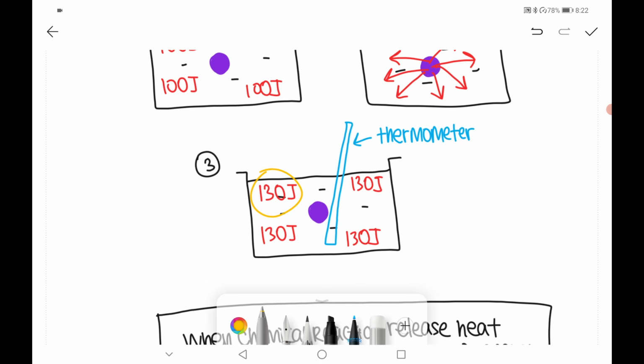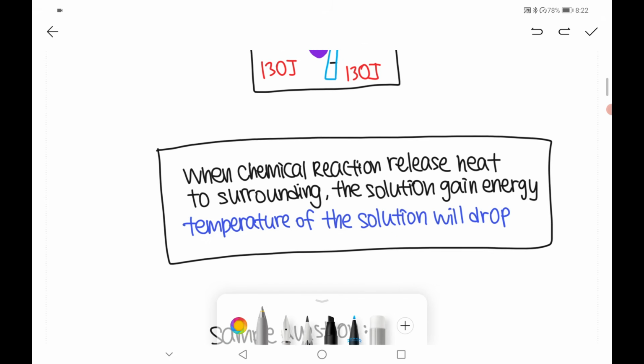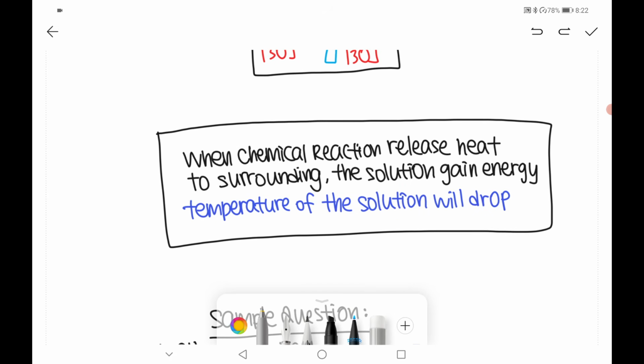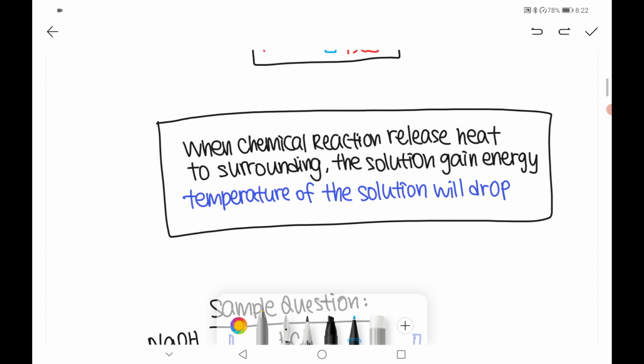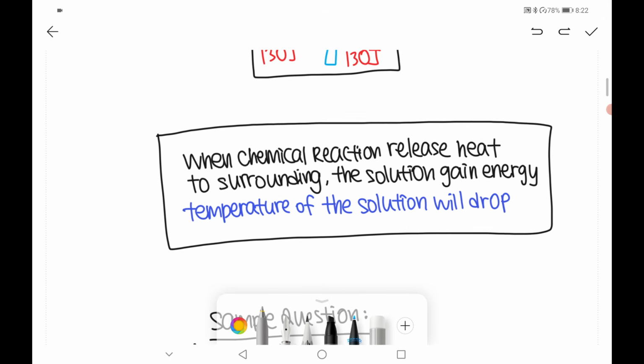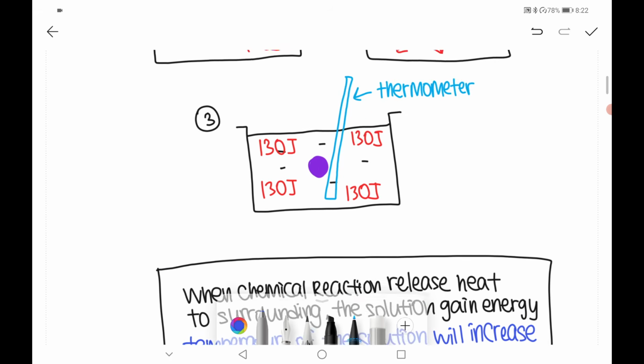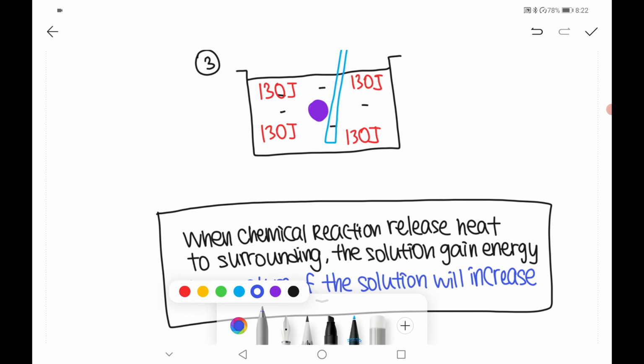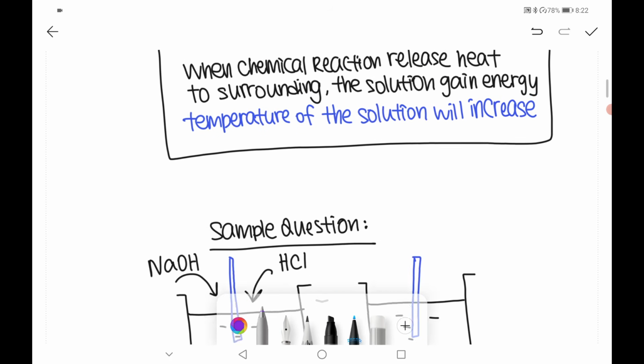So when the surrounding got more energy, what happened to temperature, everyone? More energy, the temperature will increase. So the temperature will increase. Okay, so that's it. This is what you need to know. This is a very important concept that you must understand. Now let me give you a summary one more time before we do some exercise together.